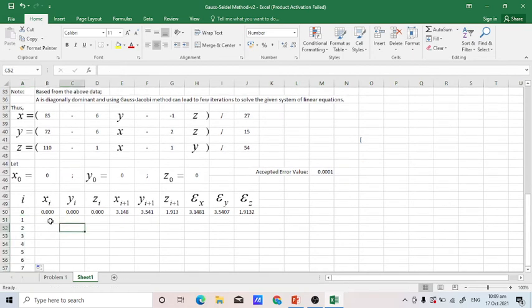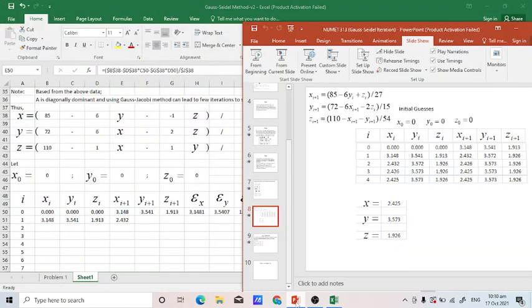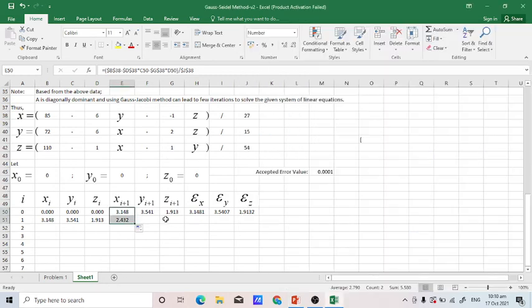Ayan. And then, equal lang siya dito. Tapos dito, yung lalagay natin, drag down lang natin. Check na natin kung tama. 2.432. 2.432, yes, tama. Dito, drag down natin.